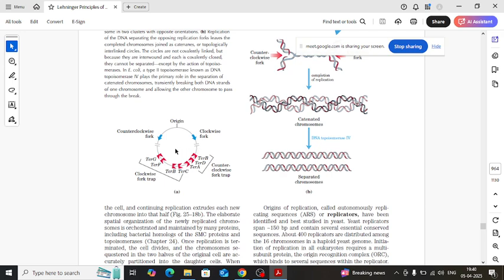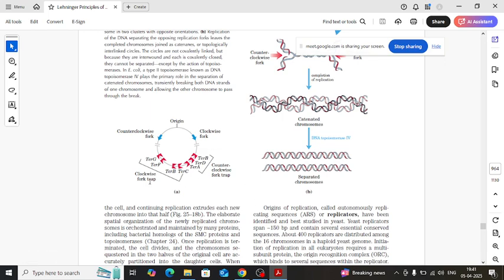So when they meet here, TAR B, TAR D, and TAR A are the counterclockwise fork trap. This fork will be trapped here, and TAR C, B, F and G, these termination sites, will be the trapping site for the clockwise fork, right? So when they meet here and are trapped, DNA topoisomerase 4 will come and decatenate the chromosome so that it produces the separated chromosome right here.